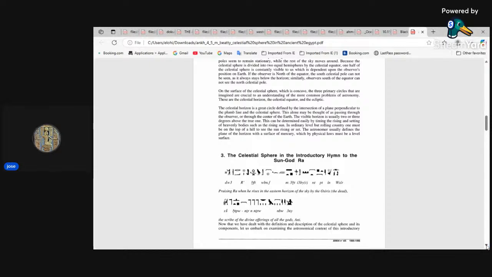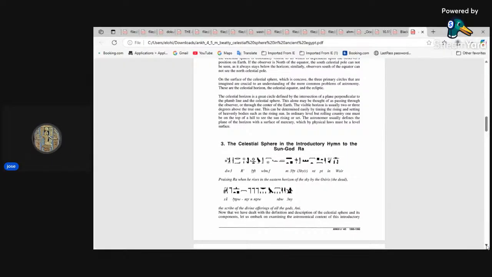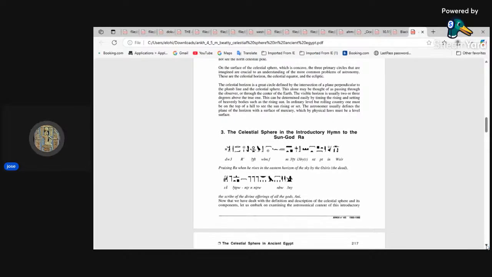The three primary circles that are imagined are crucial to an understanding of the more common problems of astronomy: the celestial horizon, the celestial equator, and the ecliptic. The celestial horizon is a great circle defined by the intersection of a plane perpendicular to the plumb line and the celestial sphere. This alone may be thought of as passing through the observer or through the center of the earth.